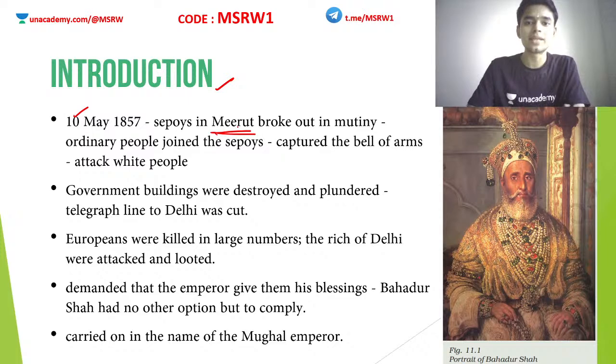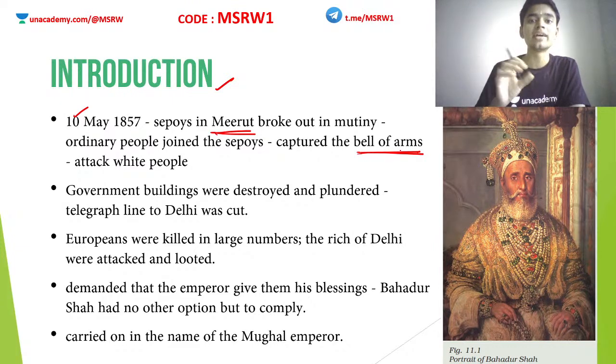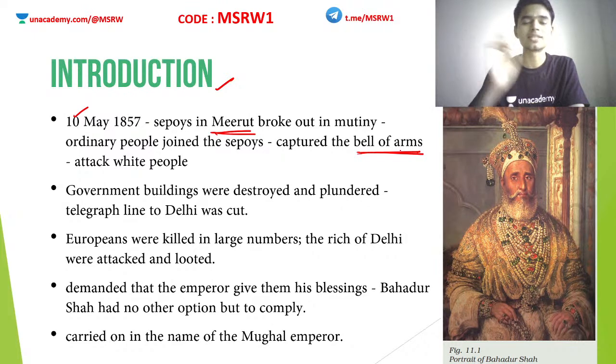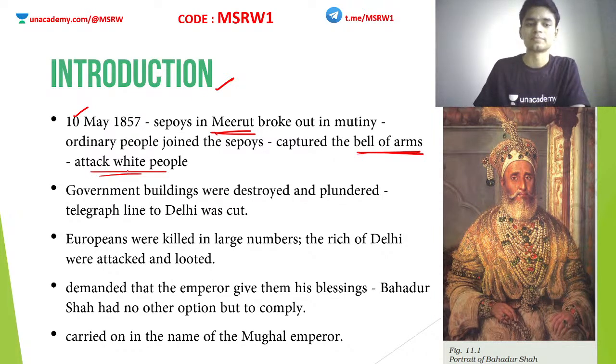Once the mutiny began and started spreading, not only the Sepoys but ordinary people also joined. With the help of the Sepoys, the rebels started to capture various government buildings. Initially, they captured the Magazine, or Bell of Arms. What is the Bell of Arms? It is the government facility where all the arms and ammunition, the guns, the bullets, etc. are kept. The Sepoys captured this facility, and together the mutineers attacked the white people. This is how the 1857 revolt started.